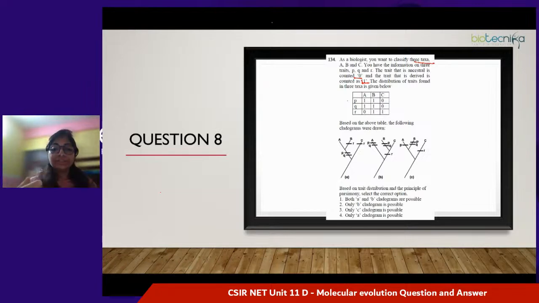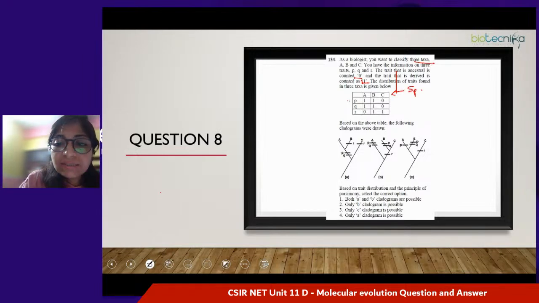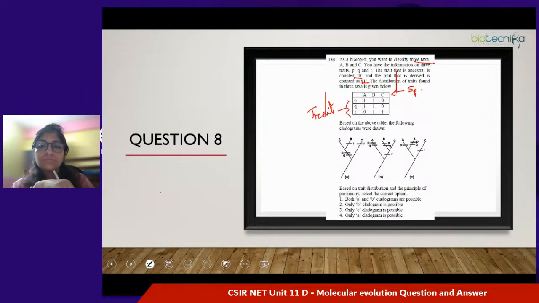Okay, now this thing should be very clear to us when we are reading a table, when we are reading a graph. Okay, so A, B, C, these are the taxa, or these are the species. P, Q, R, these are the traits or the characters. Okay, so now what is one more thing it is saying? If it is marked 0 means the character is ancestral character. If it is marked 1 means it is derived character.